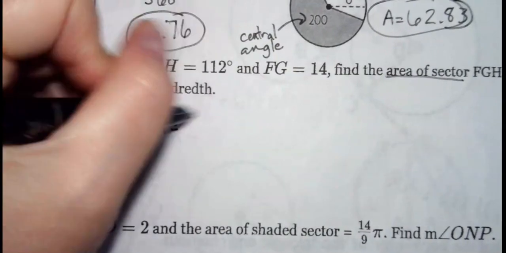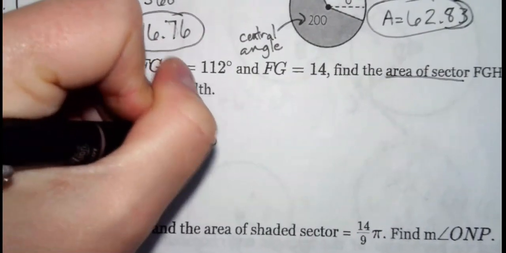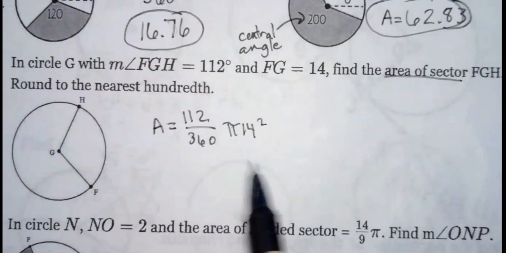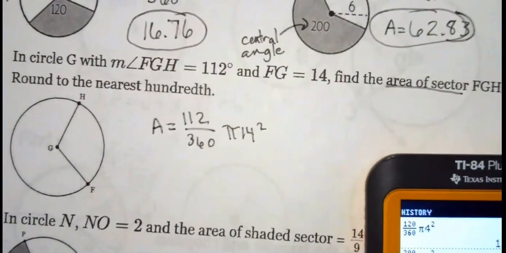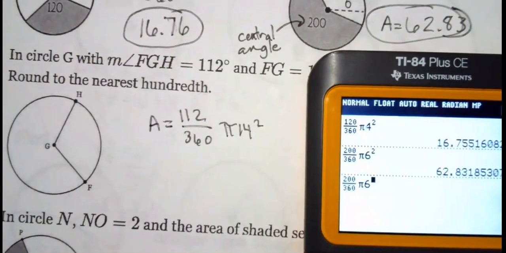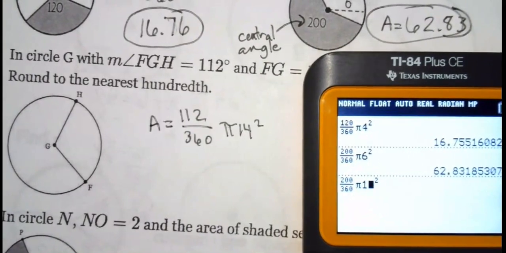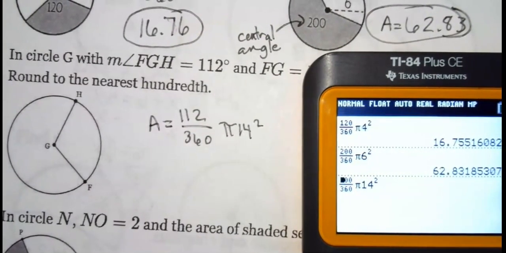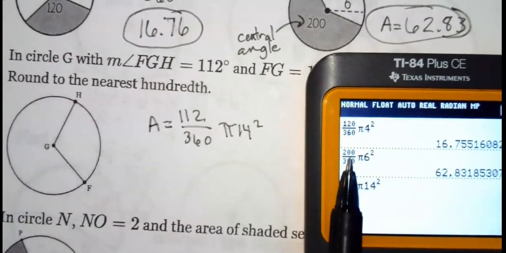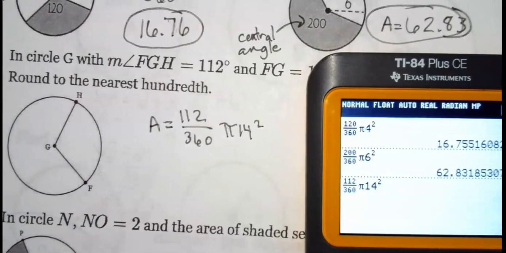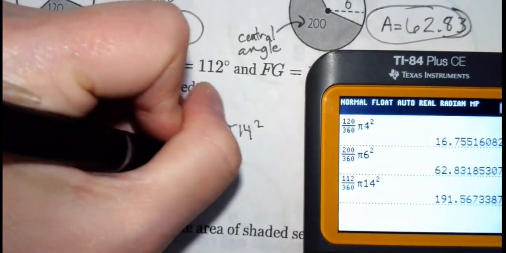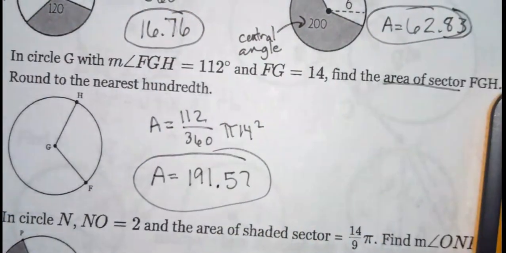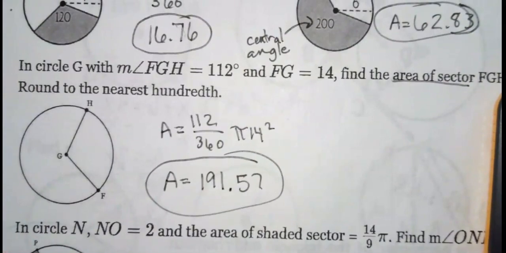So area is 112 over 360 times pi times 14 squared, because FG, you can look at the picture, is the radius. So that can be typed in, and honestly you could just leave the formula in there and change the numbers. I think that might be the easiest thing to do. So I just copied that down here and changed the 6 to a 14 and the 200 to 112, and you got area equals 191.57. Okay, so what we've done so far, you don't even have to put any thought into it, right? You're literally just typing stuff into a formula.